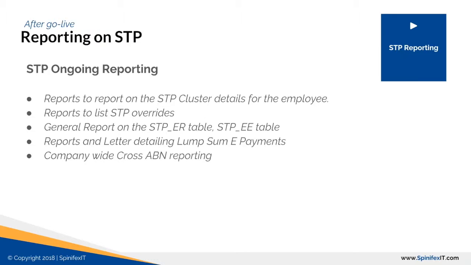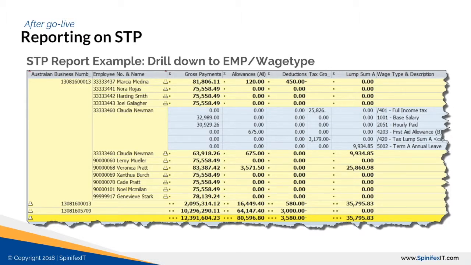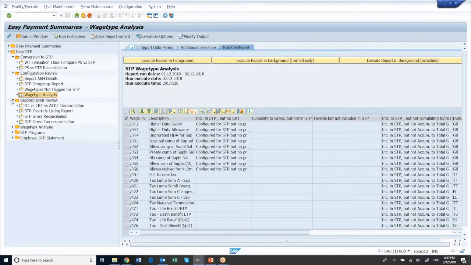On an ongoing basis, just for general reporting of the generated tables or generated files of data, we have reports that report on the STP overrides, general reports on the ER table, which is the employer results, as well as compared to the employee results. We have reports and letters detailing lump sum e-payments, and the reports can be run across ABNs. And this is some example. I'll just jump into the system. So a whole lot of reconciliation reports.